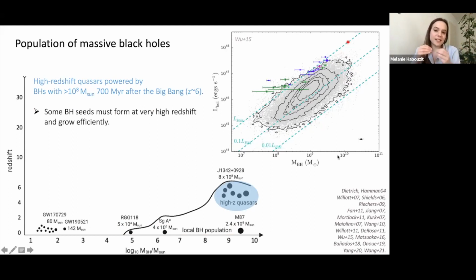So really seeing those extremely massive black holes less than 1 gigayear after the Big Bang is providing us with a key constraint on the formation of black holes. Black holes must have formed very early on in the history of the universe. They must have started as massive seeds in order to grow and form the population of quasars. So this is what we know today about massive black holes, if I were to summarize.